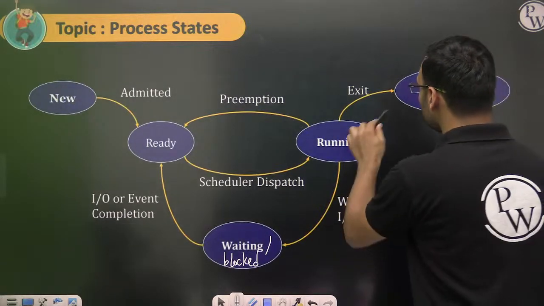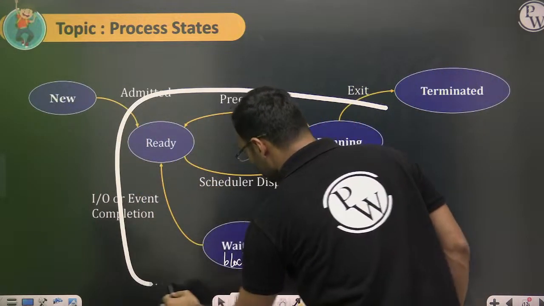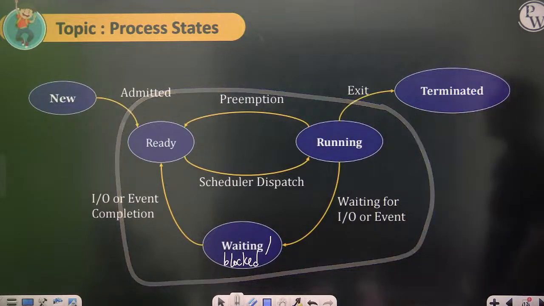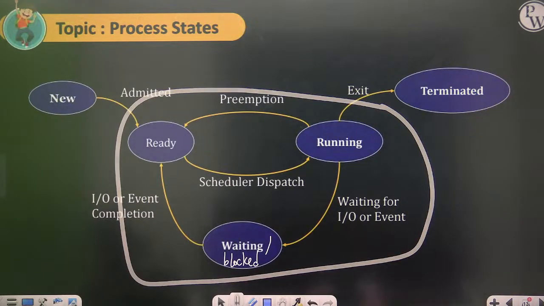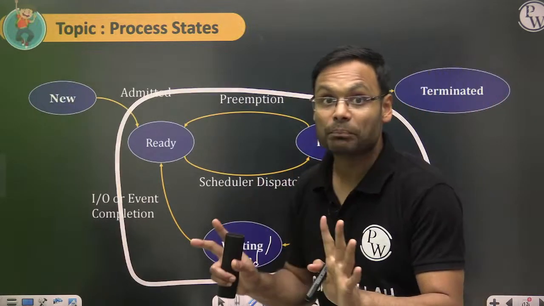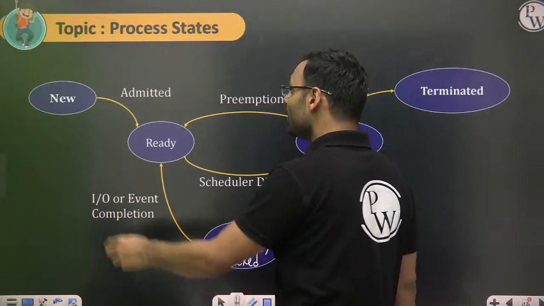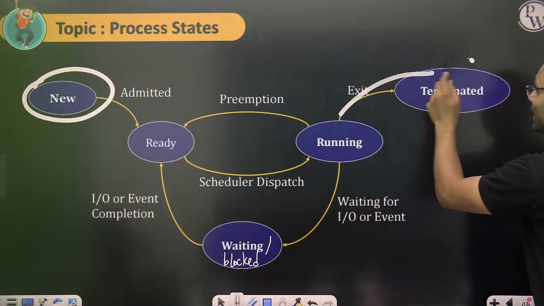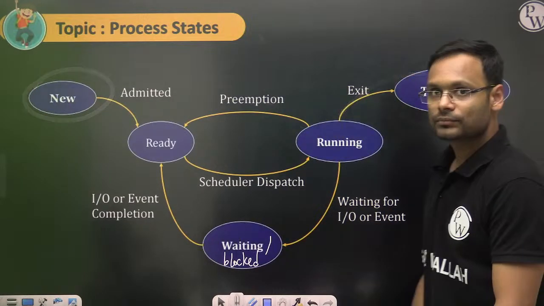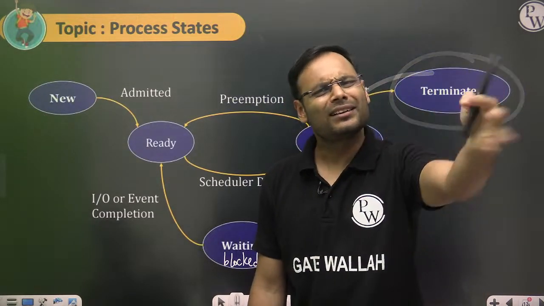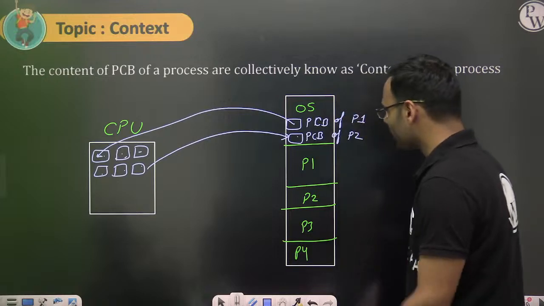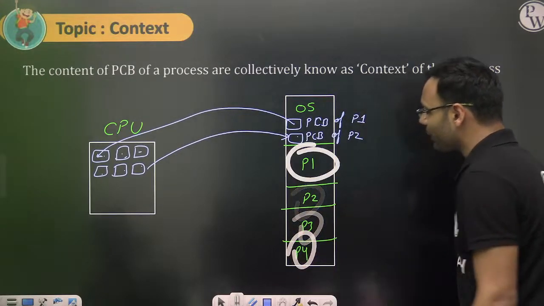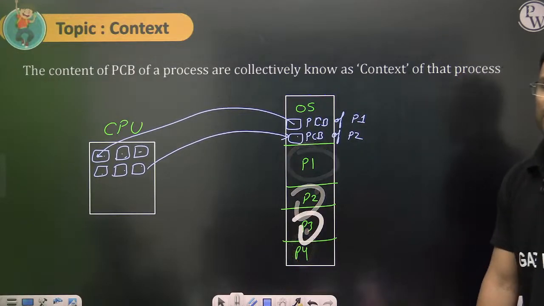So in these three states, the process will be there in RAM. When not admitted at all, the process is not in RAM. When a process is terminated, it is removed from RAM, so that process is done. Its entire part, whatever part is there, is removed from RAM, so that it can be used for other processes.